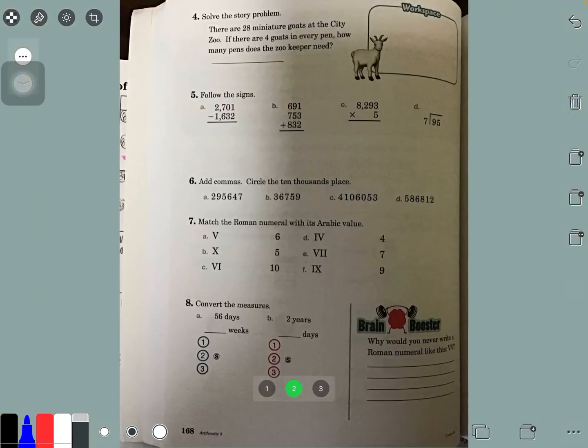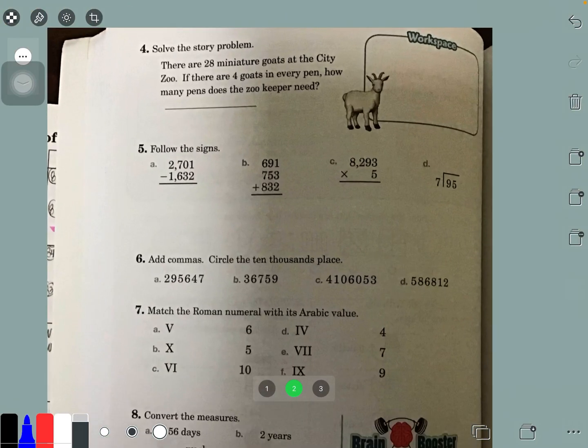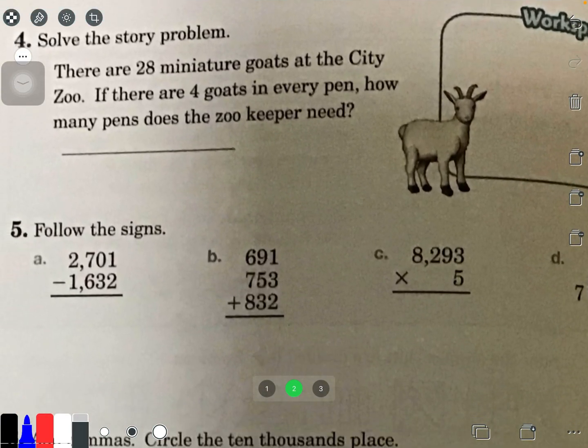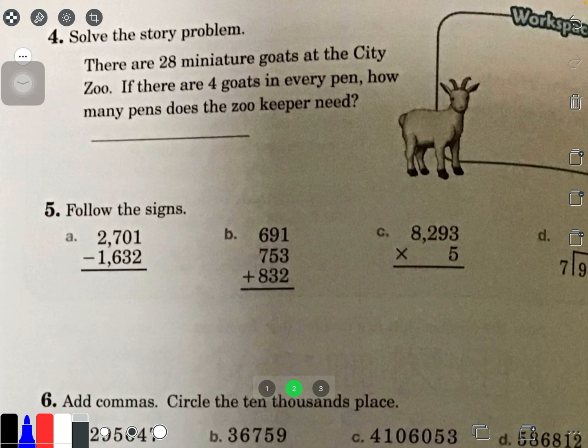Page 2. Let's look at number 4. We've got the workspace. I love that this book has a workspace. I'm going to read it out loud. There are 28 miniature goats at the city zoo. If there are 4 goats in every pen, how many pens does the zookeeper need? When I say pen, they don't mean a writing tool. They mean a little fence for all the goats.